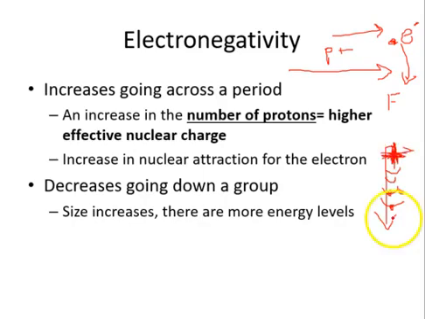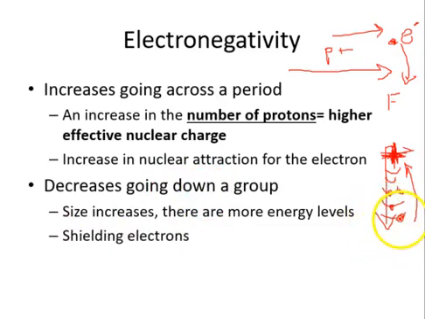And every time I add a new energy level, the electrons are further and further away, and their ability to be pulled in keeps getting less and less. So as I go down a group on the periodic table, I'm going to decrease because I keep getting more energy levels and more shielding electrons, which block the ability of my nucleus to pull in this outermost electron.